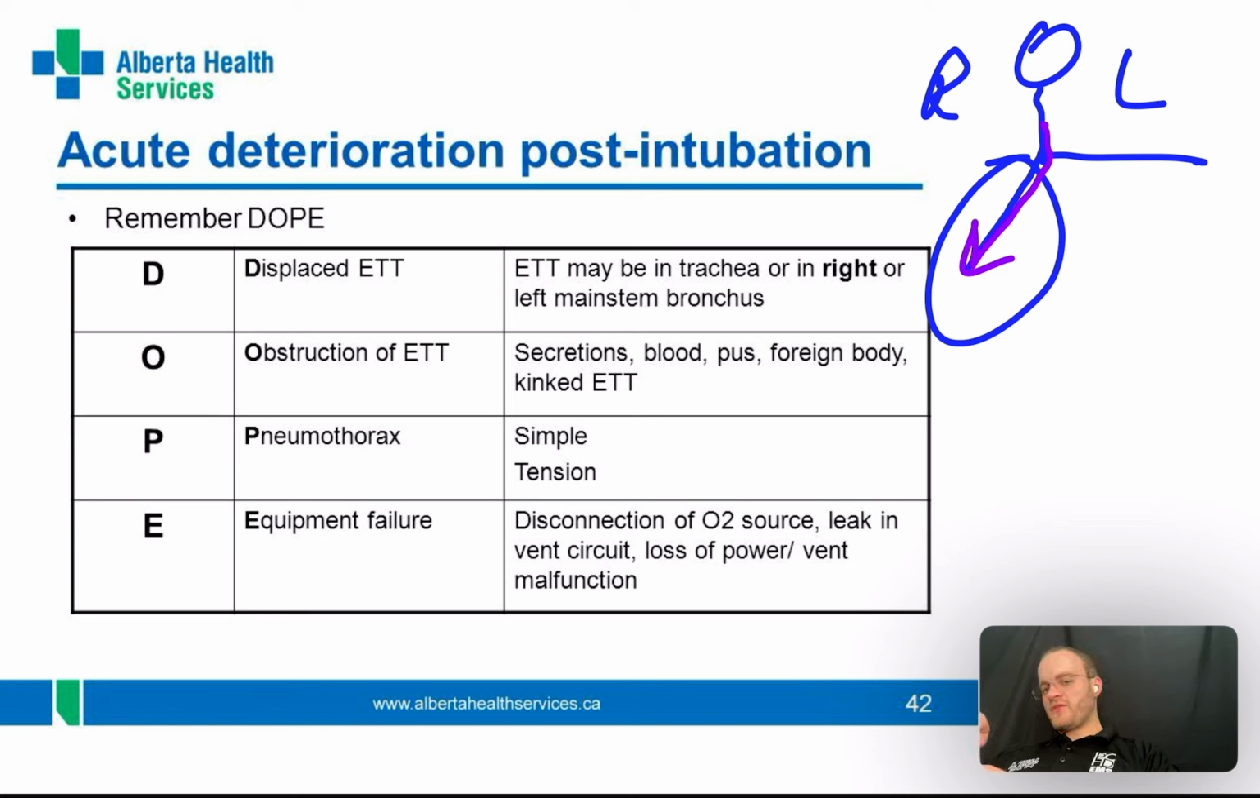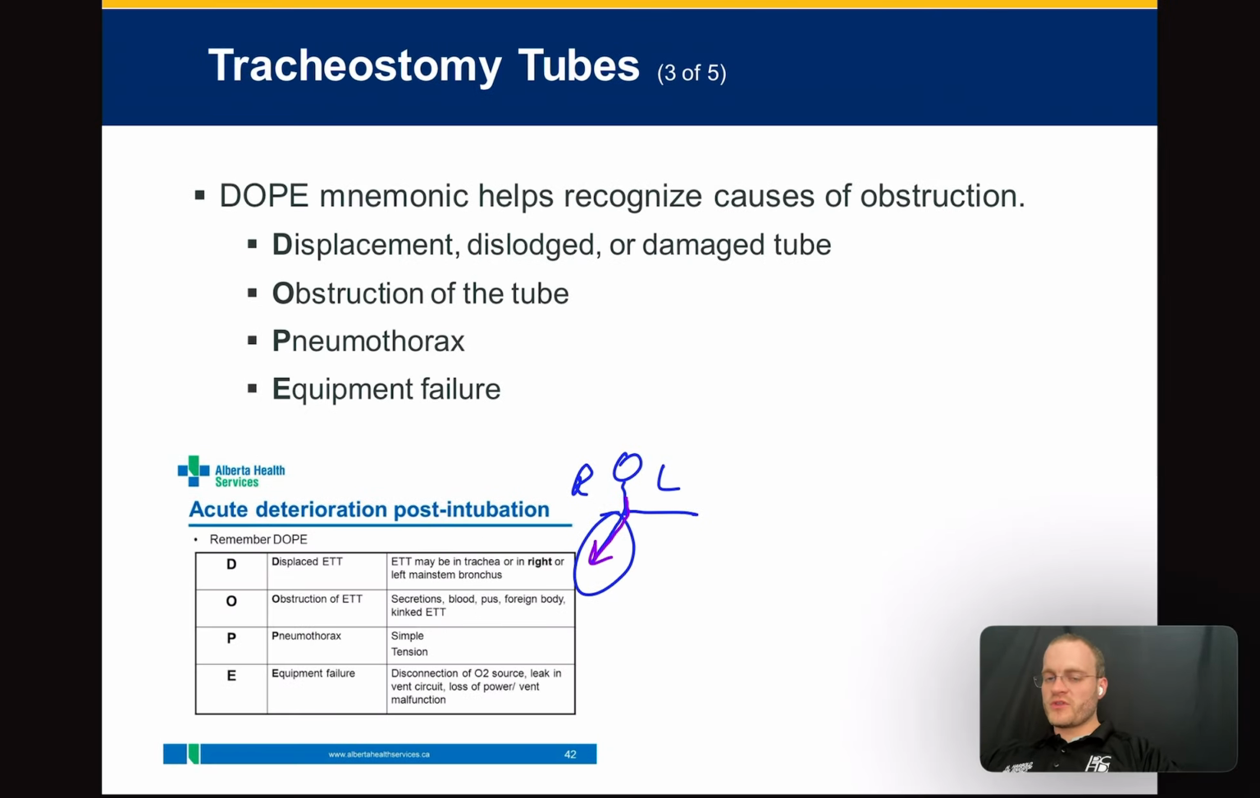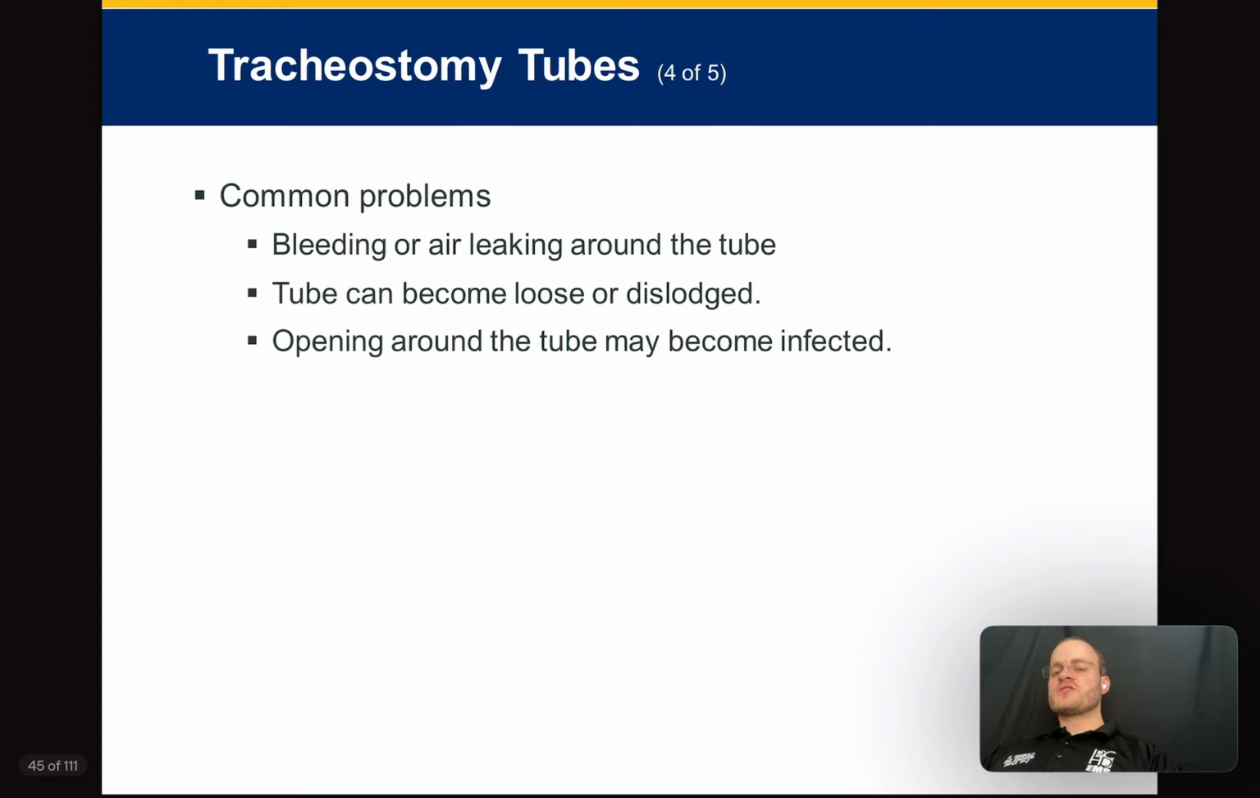The last one is equipment failure. You could have your vent become disconnected. There could be a leak in your vent circuit, like a hole or two connections that aren't tight enough. Your vent could fail. So the E is for equipment failure, some type of equipment, whether it's the tube or the vent, has failed. The common problems are bleeding or air leaking around the tube.